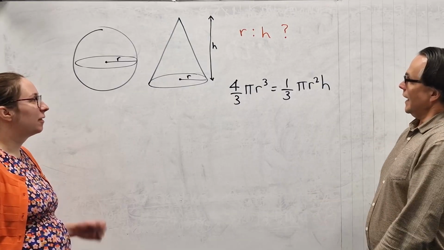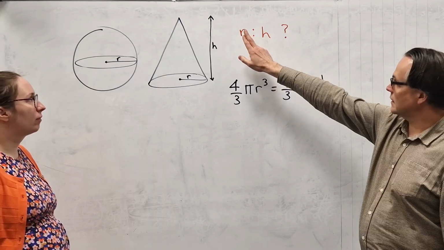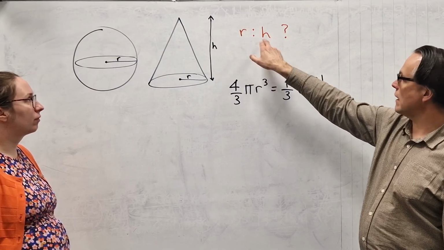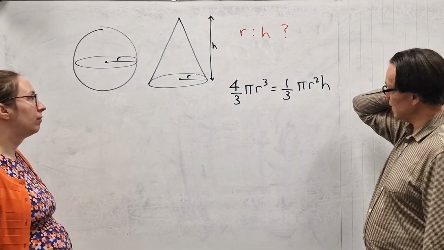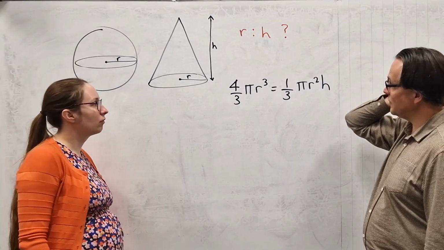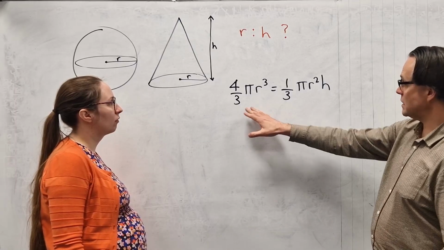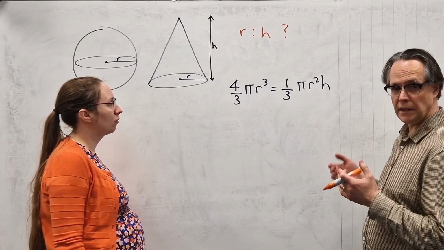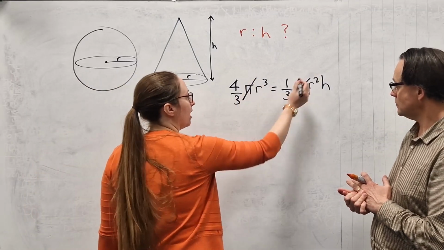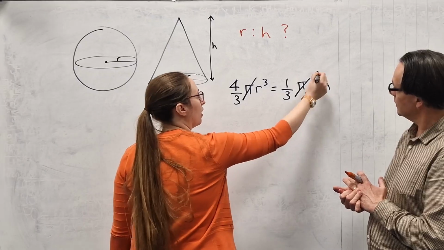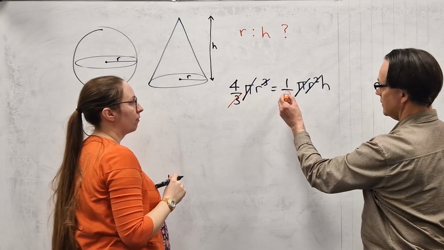So you look at this and you think, how am I going to do this? If you've got to get a ratio r to h, one way to think about that is to rearrange this formula to give either r in terms of h or h in terms of r. If these are equal, one idea to start with is to look for things that you can cancel out. So we can cancel the pi's out. We can cancel an r squared out, so that'll just be r. We can cancel the 3 on the bottom.